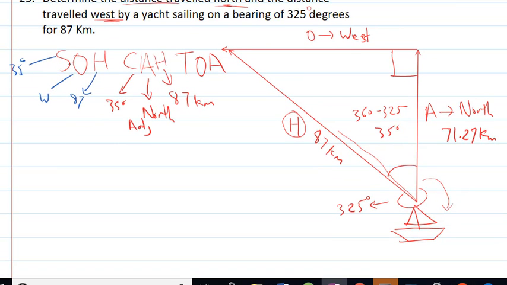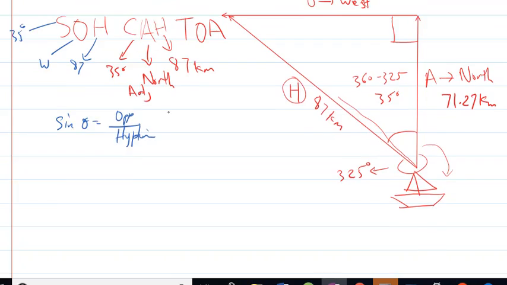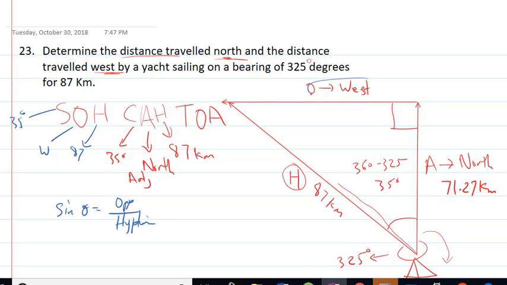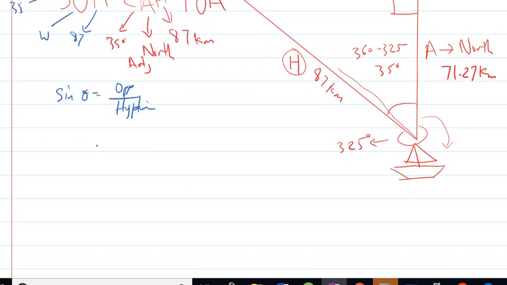Okay, so we're using the SOH, right? It's going to really help in CXC. So let's write it out first. So sine equal to the opposite over hypotenuse, right? And the opposite, we do not know, because the opposite side, remember, it's the one of the west. It's that side. So we have sine 35 degrees equal to the opposite, which is west, let's just call it west for that case, over the hypotenuse, which is 87 kilometers.